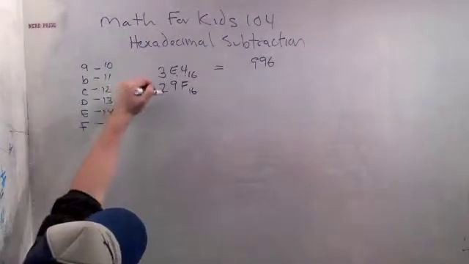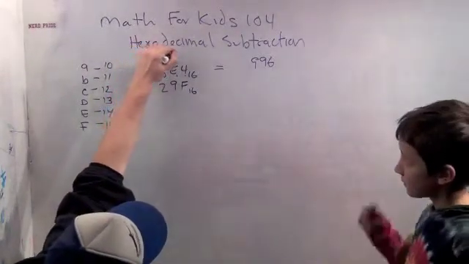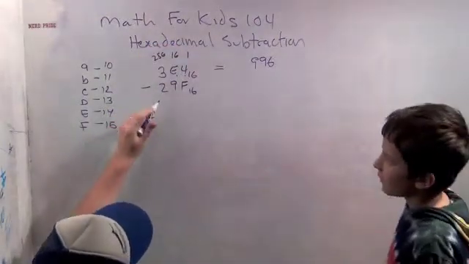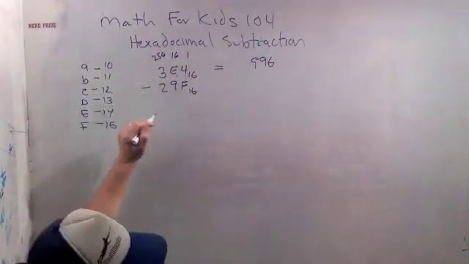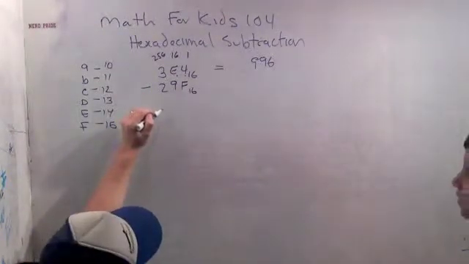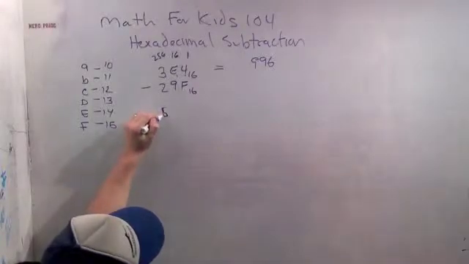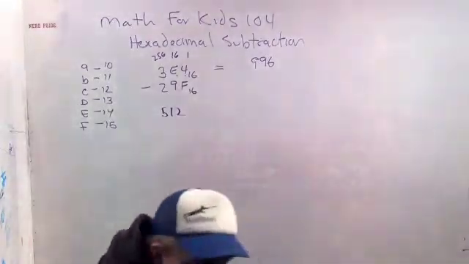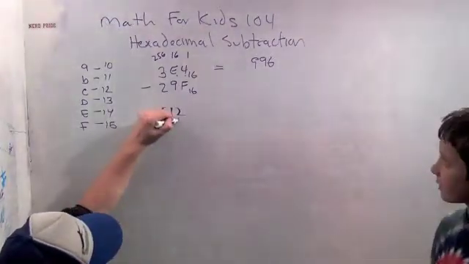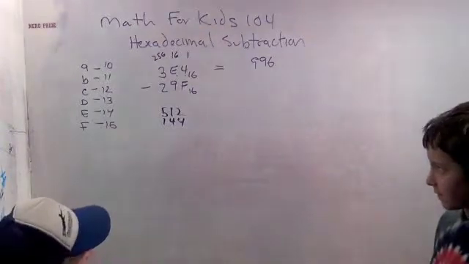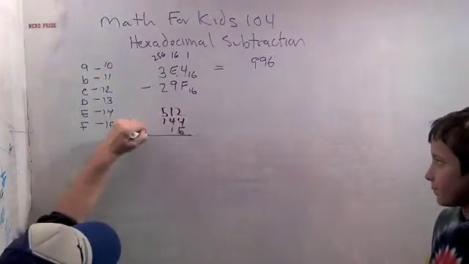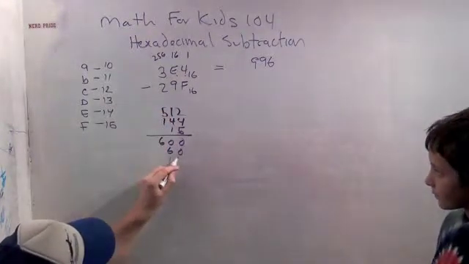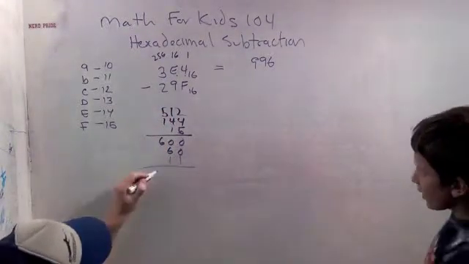29F is 2 times 256 plus 9 times 16 plus F, which is 15, times 1. So 2 times 256 is 512. 9 times 16 is 144. 1 times F is 15. So this is 600 plus 60 plus 11. Is that right? 671.